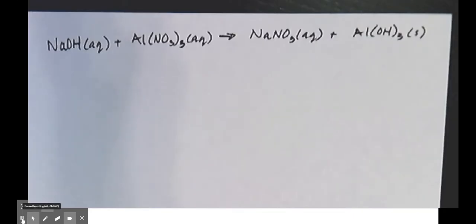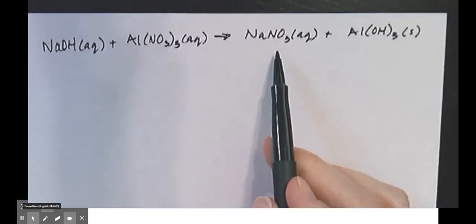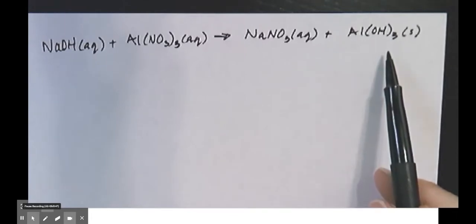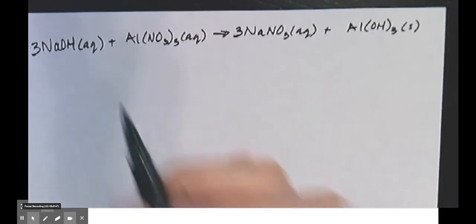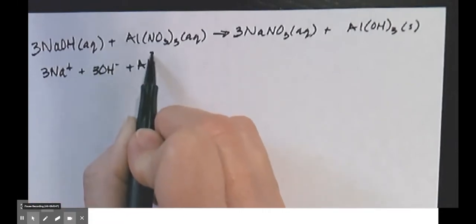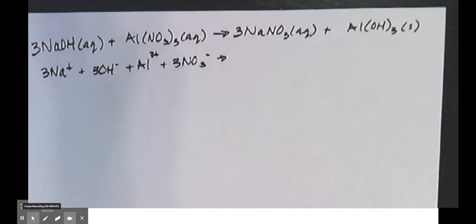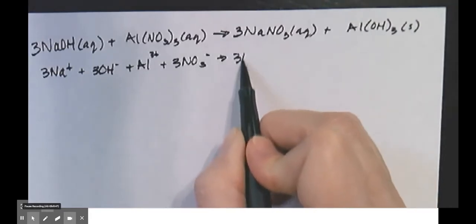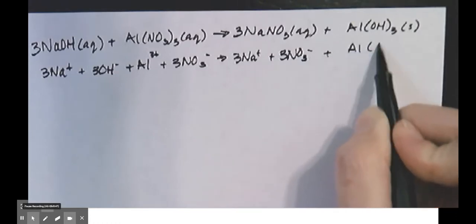All right, here is my unbalanced, or skeletal, equation. Sodium hydroxide, aluminum nitrate, sodium nitrate, which is a nitrate so it's going to be soluble, and aluminum hydroxide. So then I need to go through and balance. After you balance the equation, you're going to break up your ions. So I have 3 sodium ions, 3 hydroxide, an aluminum with a +3, and 3 nitrates. Sorry this is small, it's hard to fit it all on one screen. And then I have 3 sodium ions, 3 nitrate ions, and aluminum hydroxide.